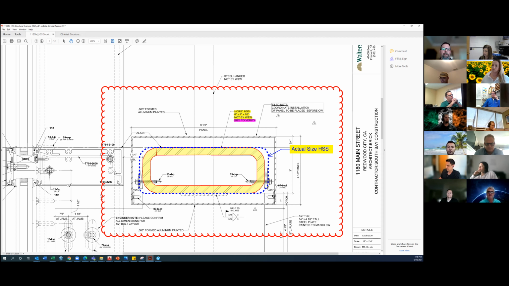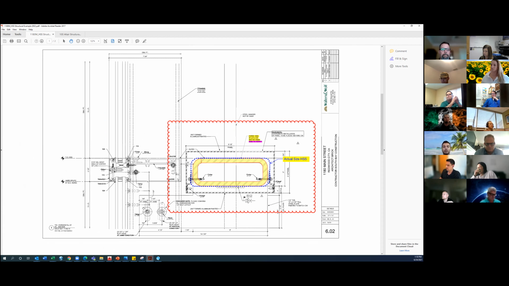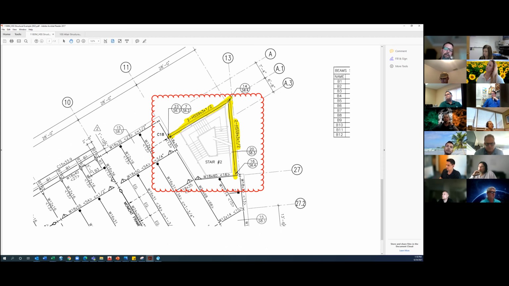So again, the lesson here is anytime you see us anchoring to a piece of structural steel, we need to make sure and verify exactly what the size is and make sure it's located in the right spot. And that's the structural drawing where I clearly called out an HSS 9x3.